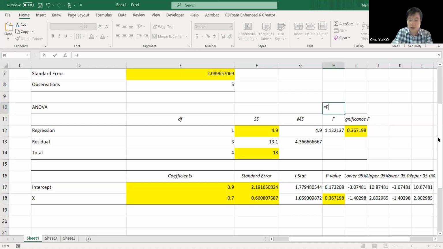Let me see if I can share the Excel. Okay, so you can see the F.